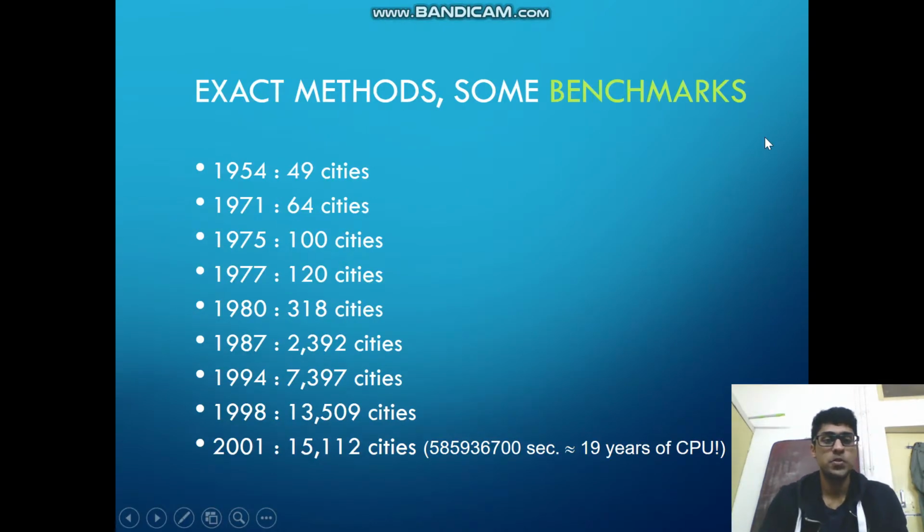So here are some benchmarks for the exact algorithms. Like in 1954 we were able to solve the problem with 49 cities, in 71 with 64, and so on till 2001 we were able to solve 15,000 cities, but we can see that the solution comes out in 19 years of CPU time, which is clearly not feasible.